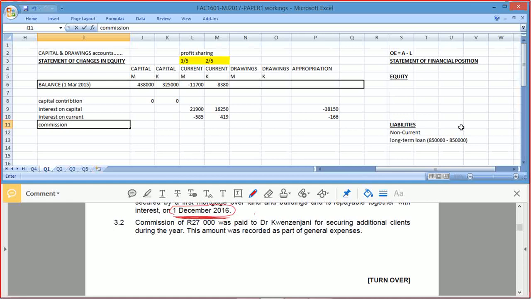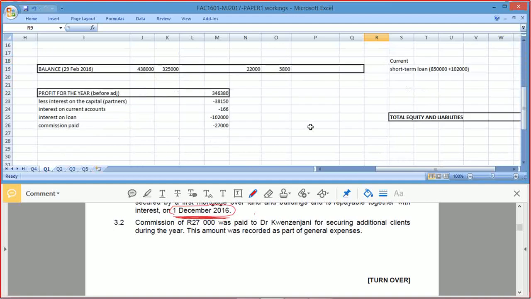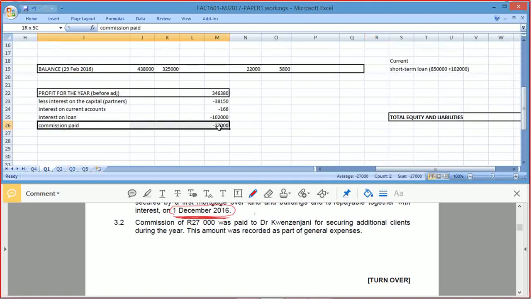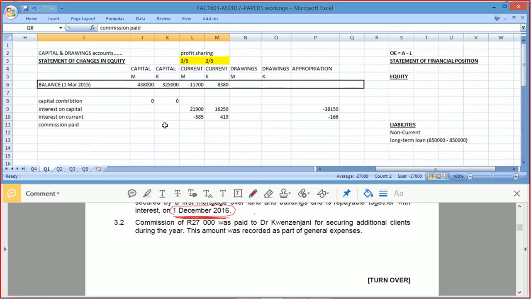Paid. Okay, so we've got commission paid and commission earned. Obviously we're looking at the commission here. That's paid, something that you have to pay over to SARS. Right, how much is the commission that's going to be paid?